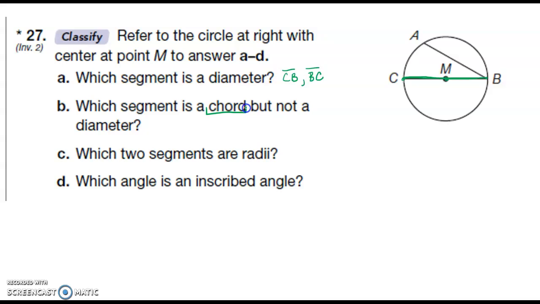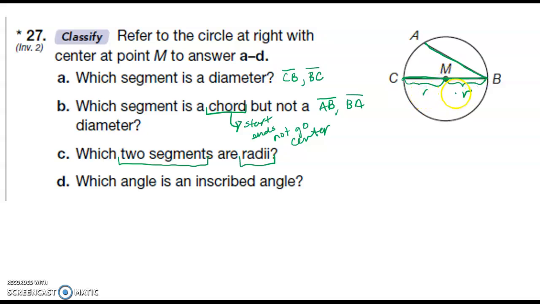Which segment is a chord but not a diameter? So a chord starts at one side of the circle, ends at the other side of the circle, but does not go through the center. So that's going to be AB, or BA, however you want to say it, doesn't matter. Starts and ends on the circle, but doesn't go through the center. Okay, which two segments are radii? So we know that this is a radius, and this is a radius, because the radius times 2 is your diameter. So you could say CM and MB.